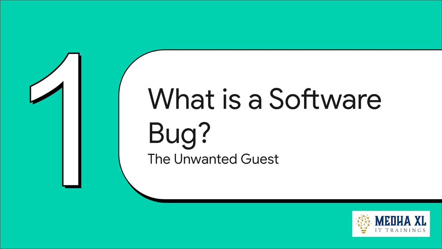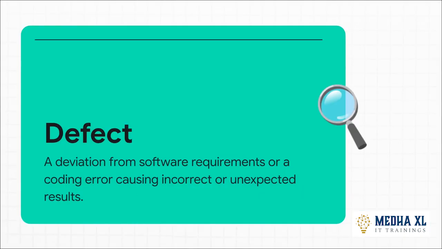So let's start with the absolute basics. What exactly is a software bug? In the software world, the official term is a defect, but really what it is is a gap. It's the gap between the plan, what the software was supposed to do, and the reality of what the code actually does. It's an unexpected detour.